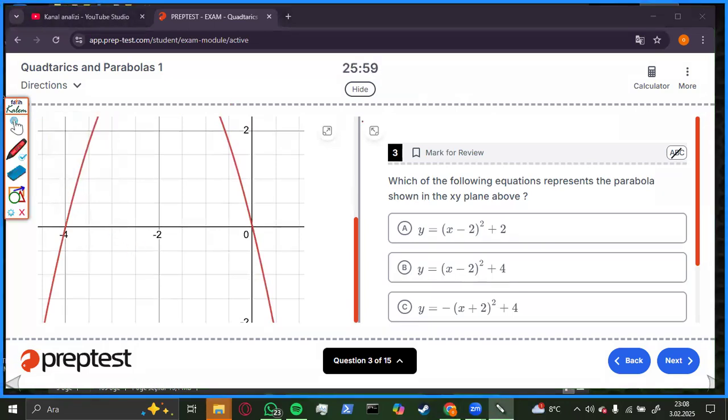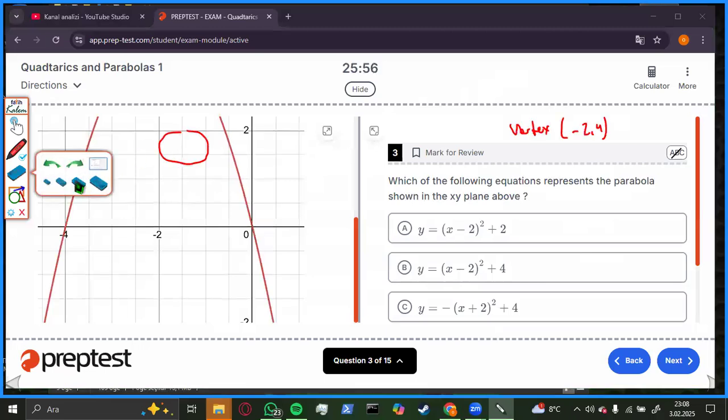We also know the x-intercepts: x1 is -4 and x2 is 0. By using these values, when you look at the options, you are asked to find the equation in that form. I couldn't remember the name. As far as I remember, it is the vertex form. So you are asked to find the solution in vertex form.